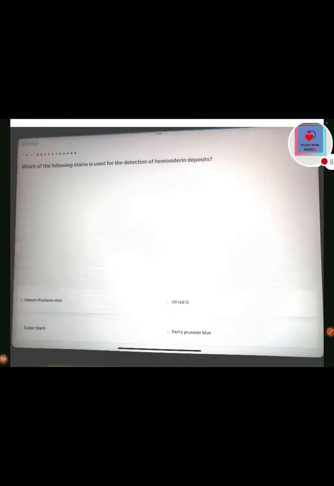Okay, now let's talk about which of the following stains is used for the detection of hemosiderin deposits. Just now we studied hemosiderin, for iron. What do we have to use? Perls' Prussian blue. Perls' Prussian blue for hemosiderin or iron related.